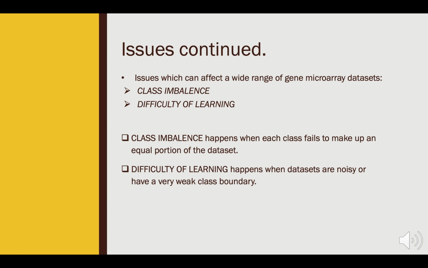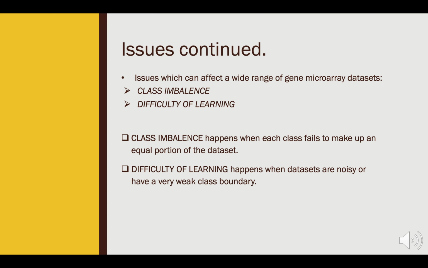Issues continued. Issues which can affect a wide range of gene microarray datasets are class imbalance and difficulty of learning. Class imbalance happens when each class fails to make up an equal portion of the dataset. And difficulty of learning happens when datasets are noisy or have a very weak class boundary.